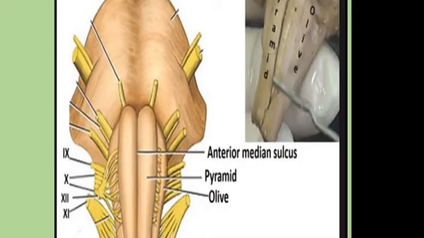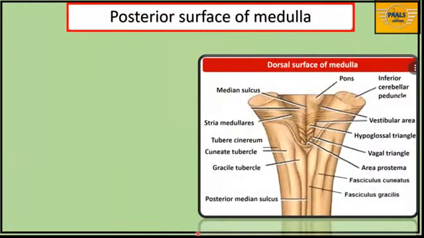In the posterolateral sulcus, we will see the remaining cranial nerves, cranial nerves 9, 10, and 11, that is the cranial part of the accessory nerve, emerging from the posterolateral sulcus. We will now consider the posterior surface of the medulla. We'll consider it in two parts. We will first consider the upper part here, and then we'll also consider the lower part.